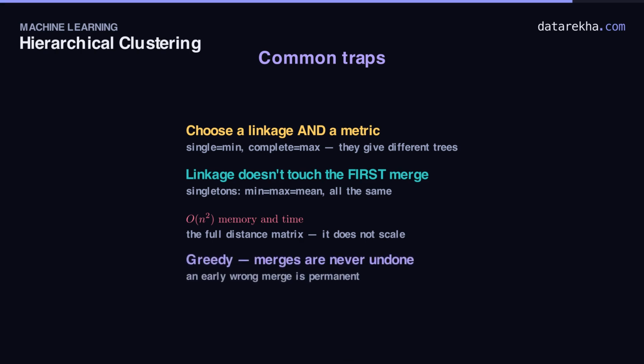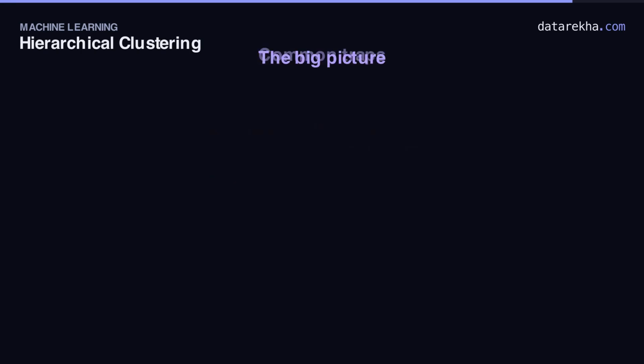Trap 4. It's greedy. Once 2 clusters merge, they stay merged. The algorithm never goes back and reconsiders. One unlucky early merge can quietly distort the whole tree above it. And trap 5, the same one that haunts every distance method: scale. A feature with a huge range swamps the distance and hijacks the clustering. Standardize your features first, always.